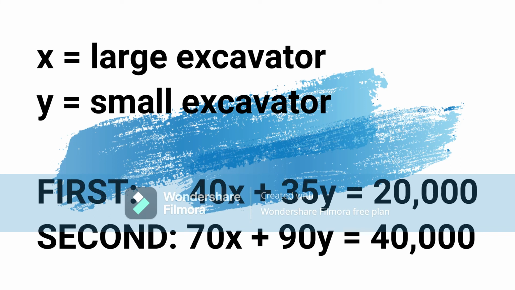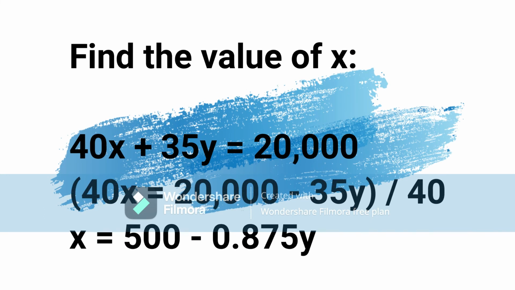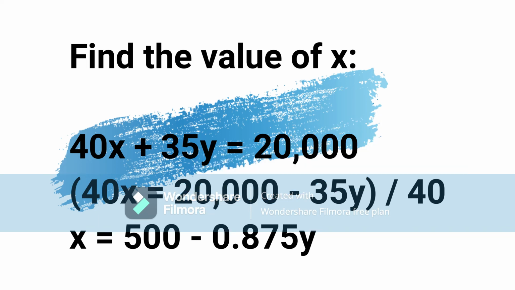To represent the volume each of the excavators excavates, let us assign x for the large excavator and y for the small excavator. On the first job we can have the equation 40x plus 35y equals 20,000, and on the second job we have 70x plus 90y equals 40,000. To determine the value of x, we use the first equation. We rearrange by moving 35y to the other side, then divide both sides by 40 to simplify. We will have the value of x equals 500 minus 0.875y.